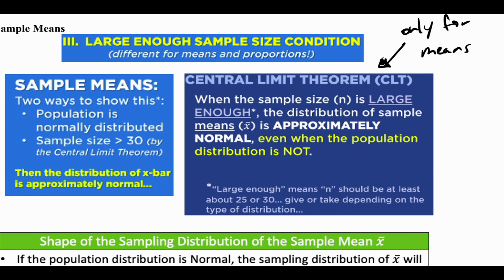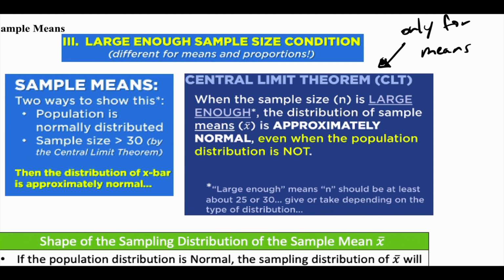Then we have to check for outliers and skewness. Okay? You won't really see this one a lot in this chapter. We'll see it later on. Most of the time, it's going to be either one or two we're going to use. But those are the three options we have to check that condition. So when they talk about sample size being big enough with means, they're talking about central limit theorem. You're going to see that.